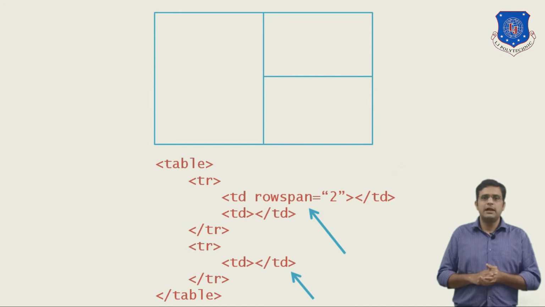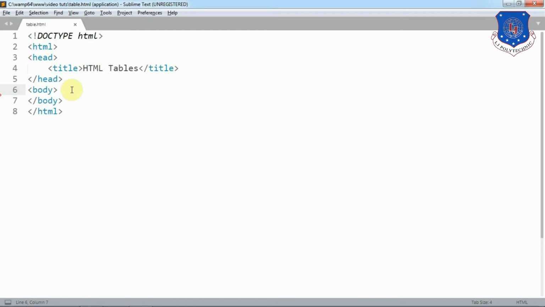Let us see one example where I will show you how to create a table by code. So here is my HTML document. To create a table, we will start with the table tag. Here we will create a table to display the person data.